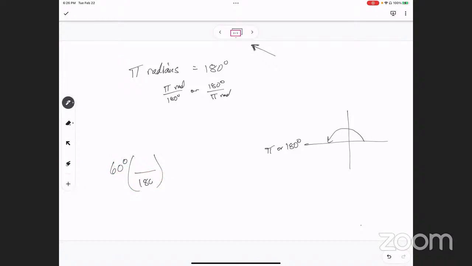Oh, so they can cancel out. So there's my pi radians over 180 degrees. Guess what's going to cancel out? Remember how when you have a degree on the top and the bottom, they cancel out? The same is true with degrees, units of measure. So this equals 60 pi over 180, and there's three 60s in 180. So that's just pi over 3 radians.